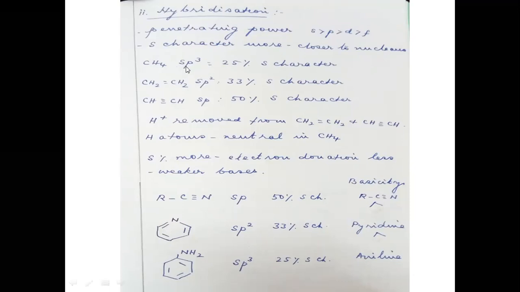Hence, the contribution of the s orbital is 25%. So the entire mixing has 25% s character. In the case of ethylene, sp2 hybridized carbon has 33% s character. In the case of acetylene, sp hybridized carbon has 50% s character. The s character is actually the penetrating power.